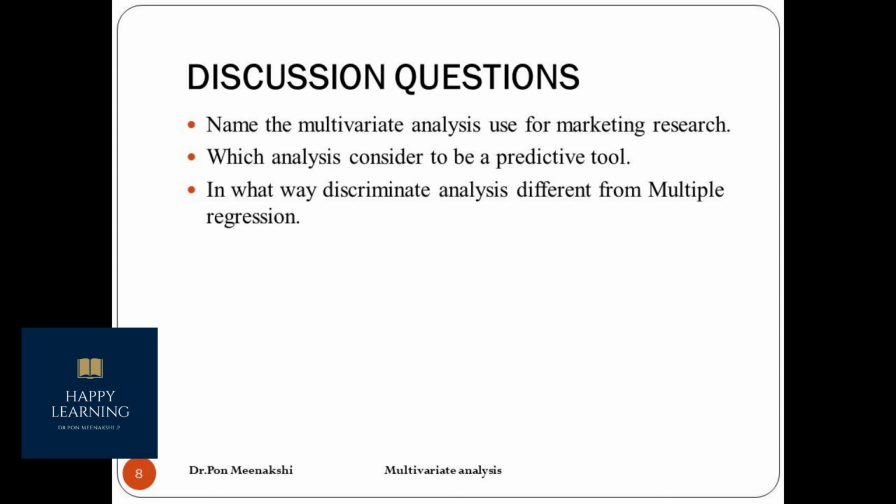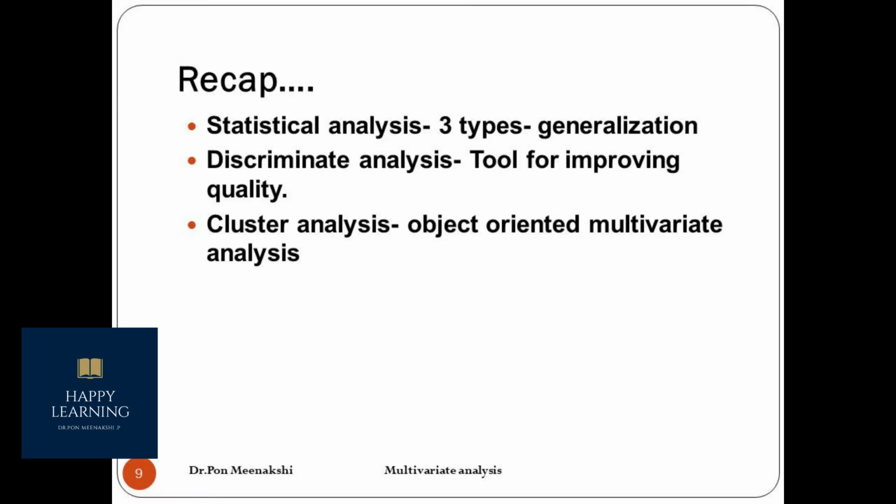Before we end this session, a small recap. Statistical analysis is divided into three ways: univariate, bivariate, multivariate. The purpose is only generalization. Univariate, only one variable is taken for study at a time. Bivariate, two variables are taken for study for generalization, and multivariate, more than two variables are taken.